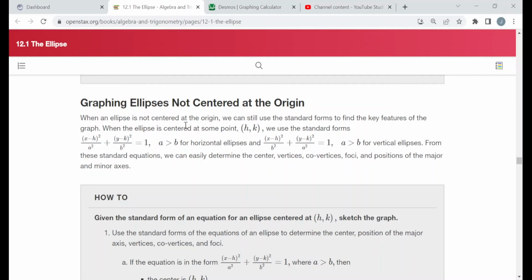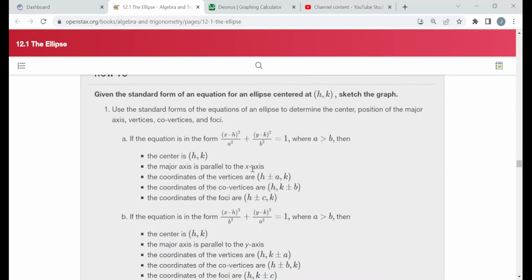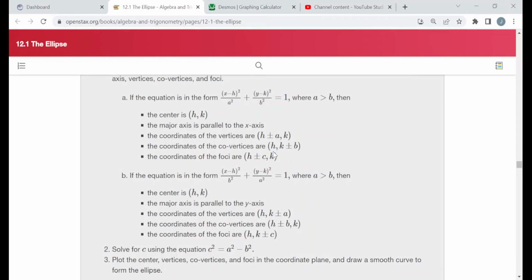In this video, we're going to be given an equation of an ellipse that's not centered at the origin. It's going to be centered at some point with coordinates (h, k). The only difference between these equations and the equations for an ellipse centered at the origin is that instead of x squared and y squared, it's now the quantity x minus h squared and the quantity y minus k squared. If you recall all that previous material, this should be similar.